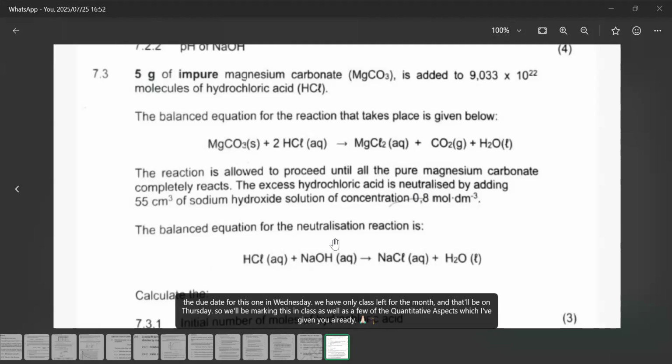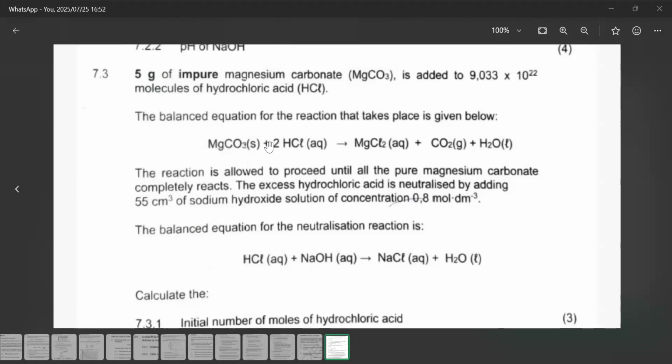Oh, they also give you something else. They say the excess hydrochloric acid is neutralized by adding 55 cubic centimeters of sodium hydroxide solution having a concentration of 0.8 mole per cubic decimeter. And this is the balanced equation for the neutralization of the acid, which is nice. Everything is in a mole ratio of 1:1 there. That's fine.